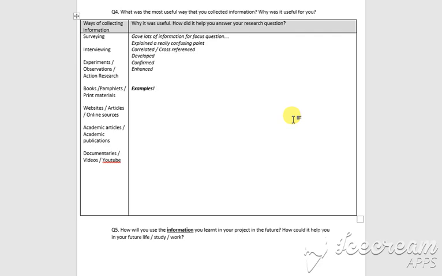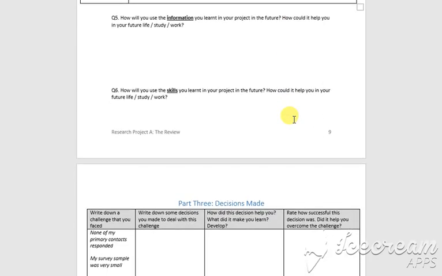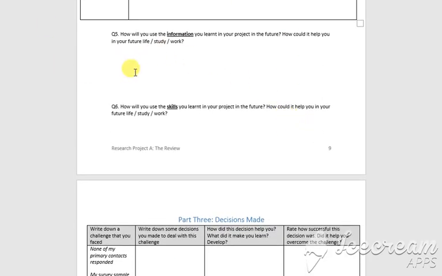So how will you use the information is your next question. What did you actually get out of it? So you might say, I'm not an underwater knitter. I'm never going to use this data in my life, but writing emails, that might be useful. And that's helping to answer this question.